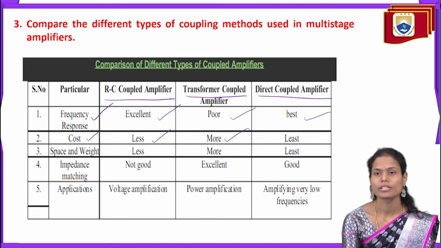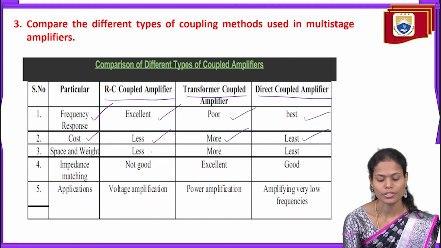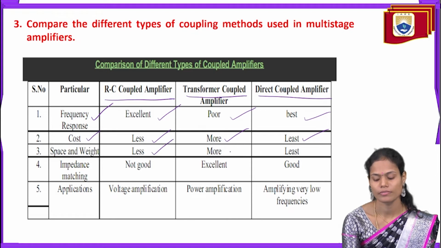So the cost of the transformer coupled one is high. Why? Because the transformer is costly here. And for direct coupling the cost is also low. Why? Because we are not utilizing any coupling elements in the case of direct coupling. And next, space and weight are also less for this.